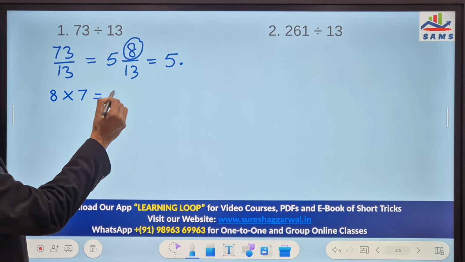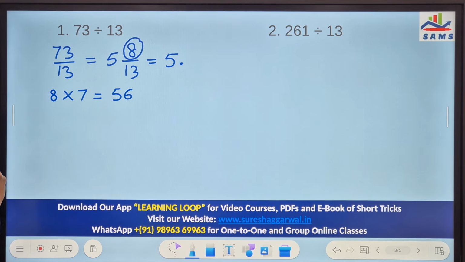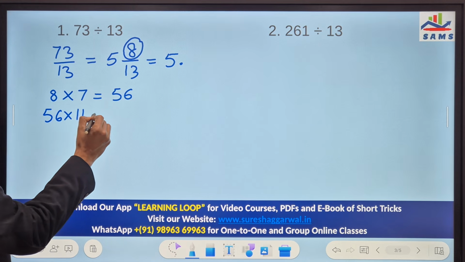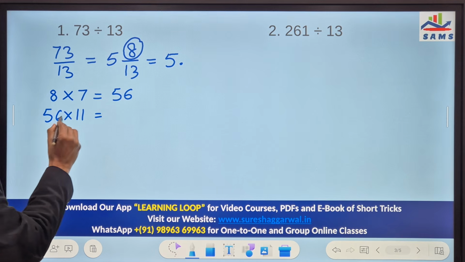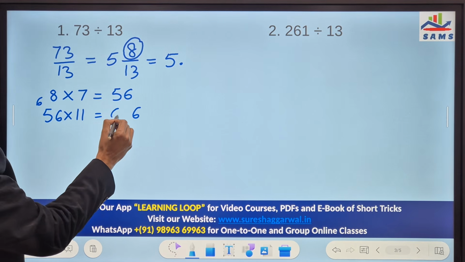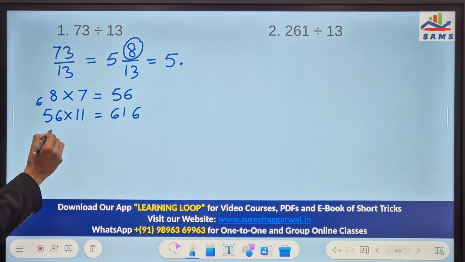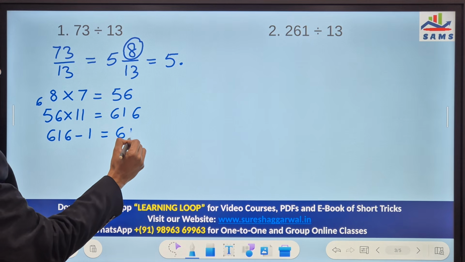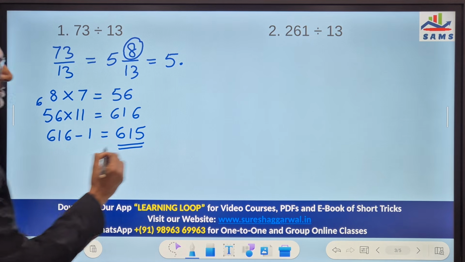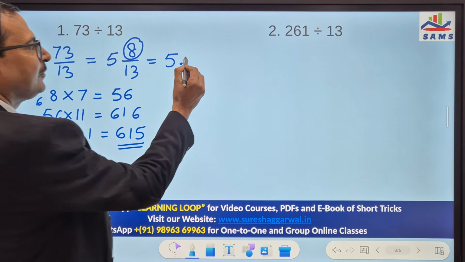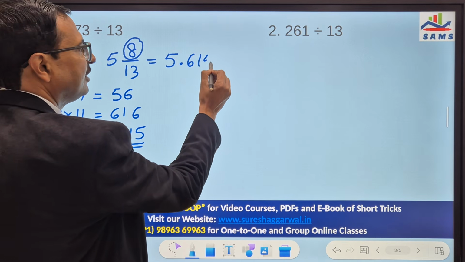So 8 sevens are 56, and then 56 to be multiplied by 11, giving me 11 6s are 66, so 6 carry, 55 plus 6 is 61, 616, and then 616 to be reduced by 1, which gives me 615. Now these three digits form the first three digits after the decimal here, 615.